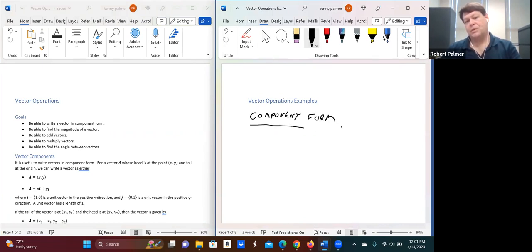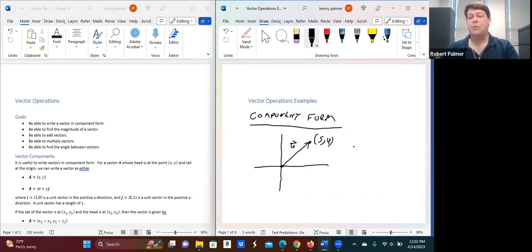And a good way to think about this is graphically. So let's say we have a vector that has its tail at the origin. Let's just do one in the first quadrant to make life easier. Okay, and let's say the head of the vector ends at the point, let's say, 5, 4. Okay, let's call this vector u. You can call it whatever you want.